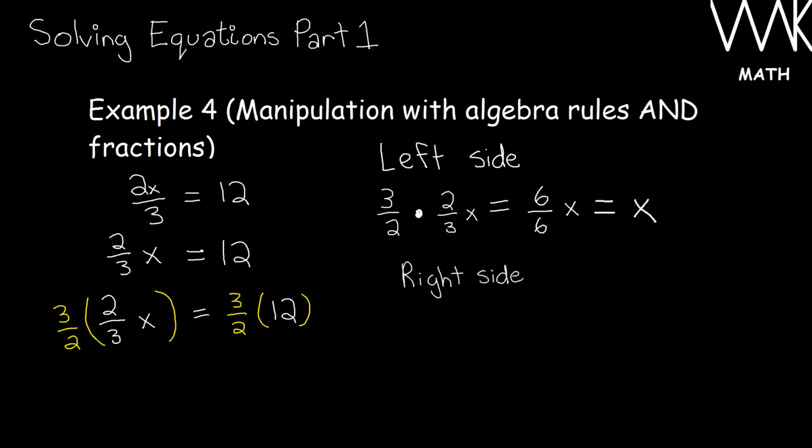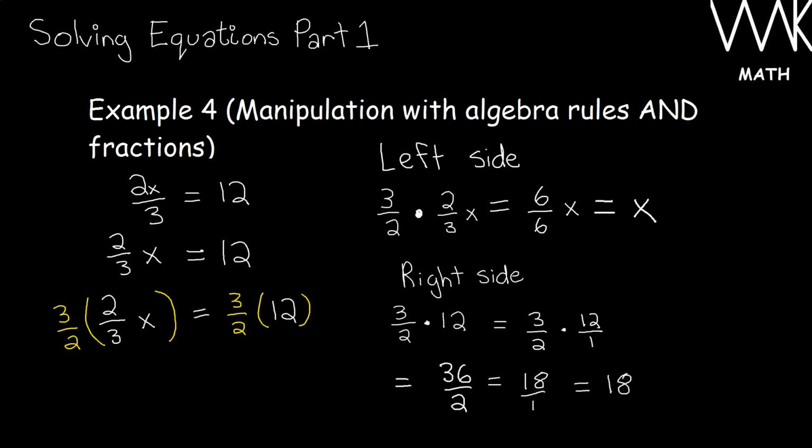On the right side, we have 3/2 times 12. You can think of 12 as being 12 wholes, or 12/1. If you think about it that way, then it becomes a fraction multiplication where we have 3/2 times 12/1. This gives 36/2. If we simplify this fraction, it becomes 18/1, or simply 18 wholes, which gives 18. Hence, we arrive at the final answer of x equals 18, like the previous example.